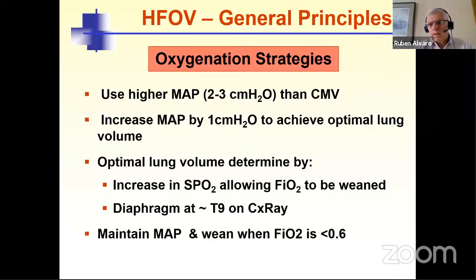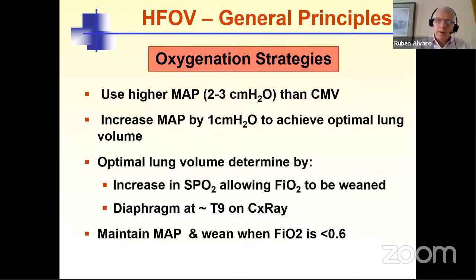Usually we say that you need to keep working up on the mean airway pressure until you get to an FiO2 that is 60% or less. Of course, you need to rule out other causes of poor oxygenation, because if you have a baby with PPHN and the reason for the poor oxygenation is not so much that the lung volume is not optimal, but that you don't have significant pulmonary blood flow, then you're not going to achieve a lower FiO2. So this is assuming that you don't have significant PPHN, and you don't have any other reason for hypoxemia, except for the fact that the lungs are not fully open.